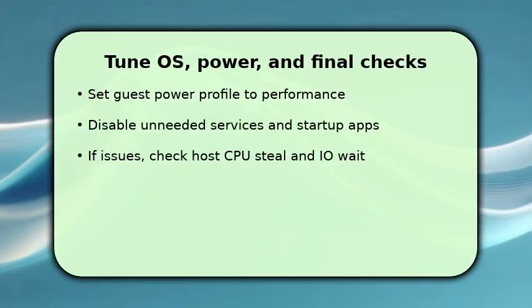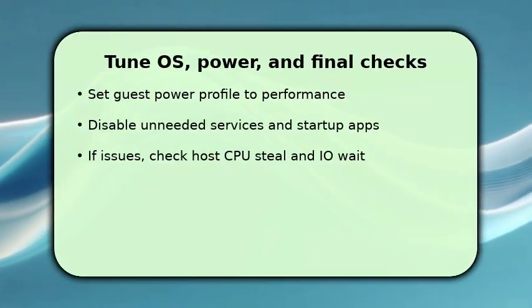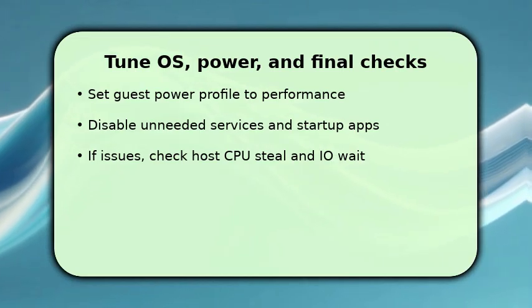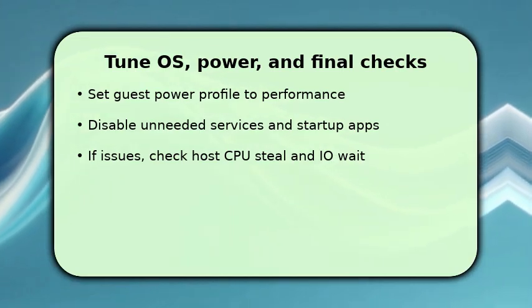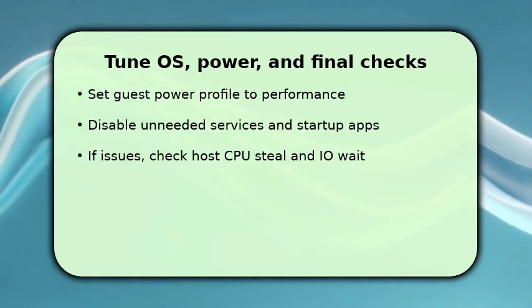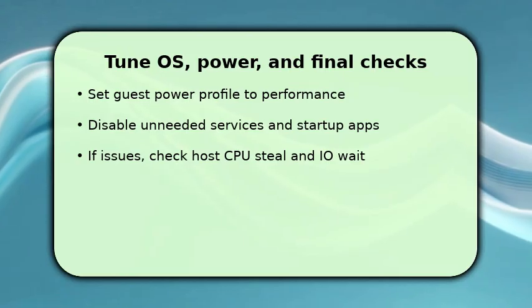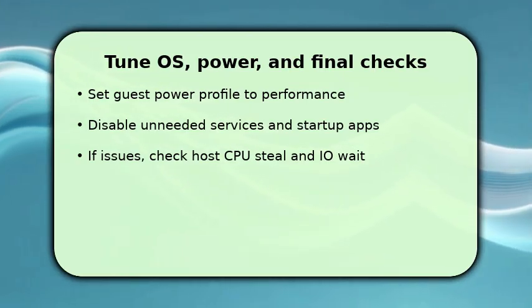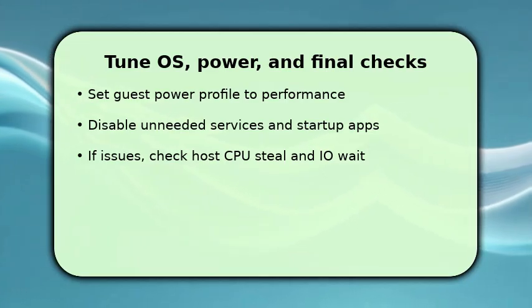Finally, tune the guest OS and validate host health for lasting speed. Inside the VM, set the power profile to performance, disable background services you do not need, and trim startup programs. Adjust CPU scheduling, use dedicated cores or set CPU affinity if supported, and enable ballooning or memory limits appropriately. Update hypervisor tools and drivers, then reboot the guest.